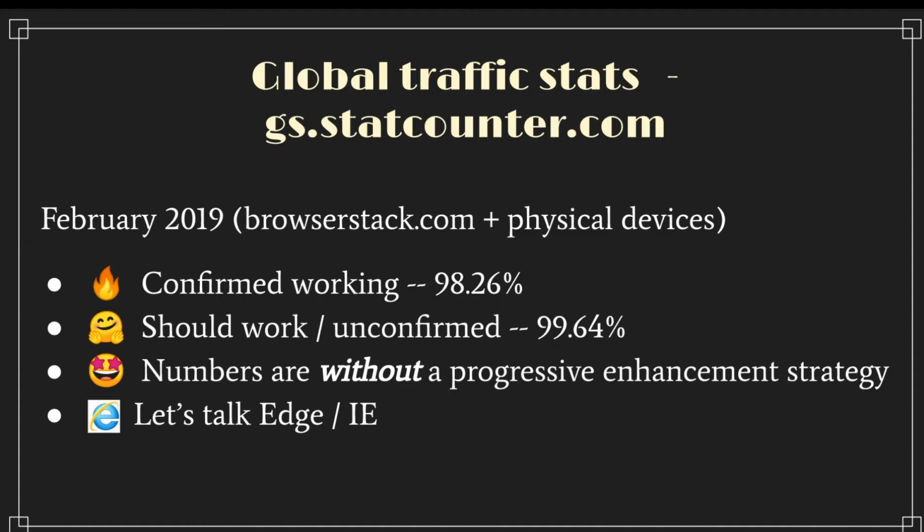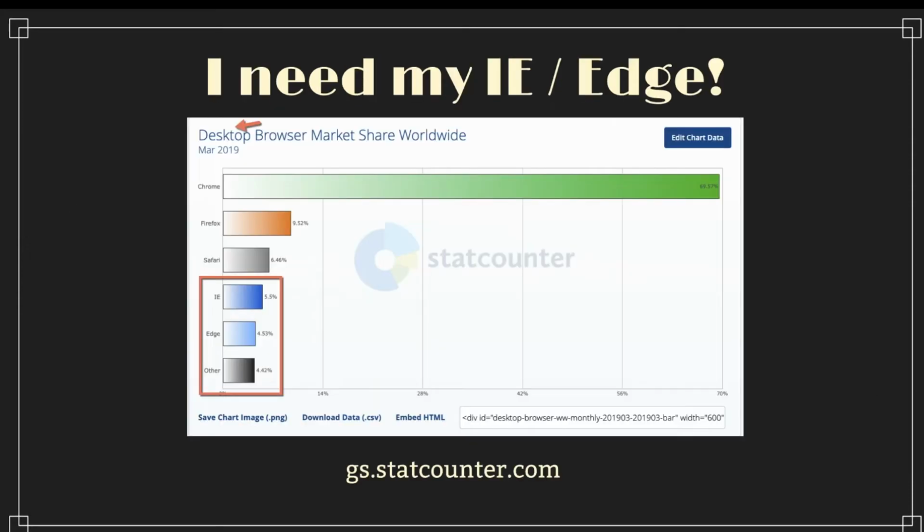And so these numbers are without a progressive enhancement strategy, right? Without just putting things in light DOM and CSS styling it. And so I wasn't able to confirm, but they should work with 99.64% of all traffic. So before you say Edge and IE, right, because that's where all the polyfills are coming in, I get it. Yes, you do need your Edge and IE.